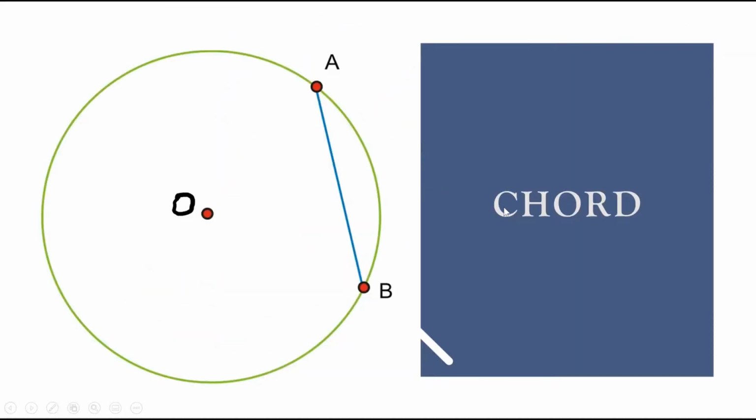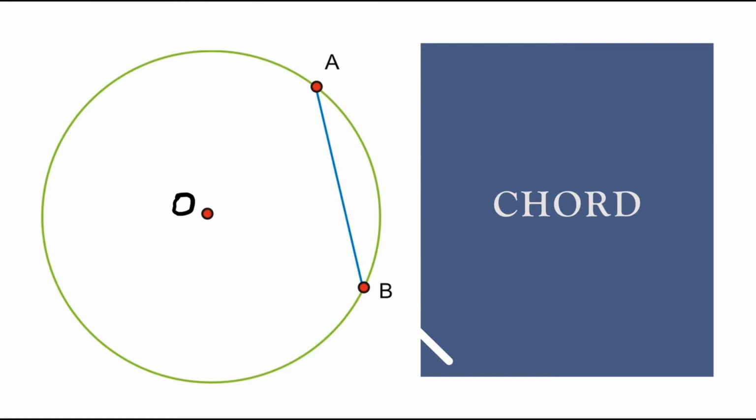Now coming to chord. The chord is a line segment. We know the difference between a line and a line segment. A line segment means it should have 2 end points. So the chord is also a line segment having 2 end points, for example A and B, whose end points lie on the circle. Okay, can you guess the number of chords that we can draw in a circle? Pause the video and think for a while.